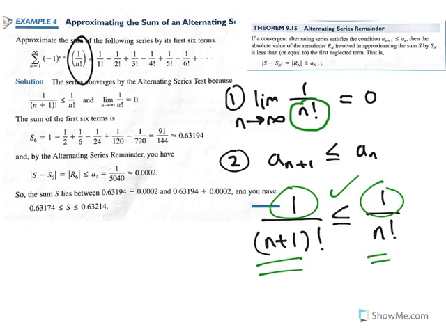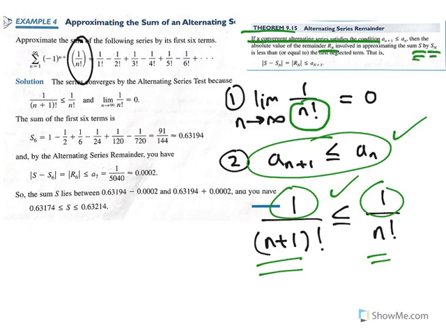I verified that. And look at Theorem 9.15, the alternating series remainder theorem. It states if a convergent alternating series satisfies this condition, and it does, we verified that, then the absolute value of the remainder r sub n involved in approximating the infinite sum by an nth partial sum is less than or equal to the first neglected term.